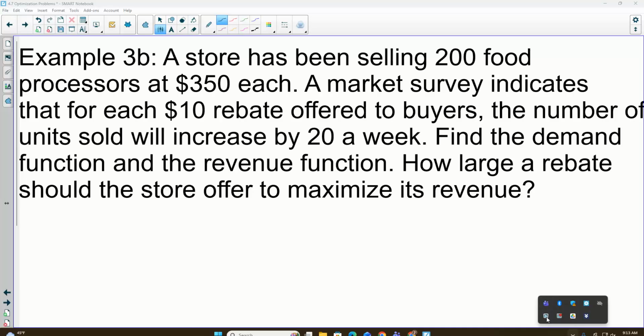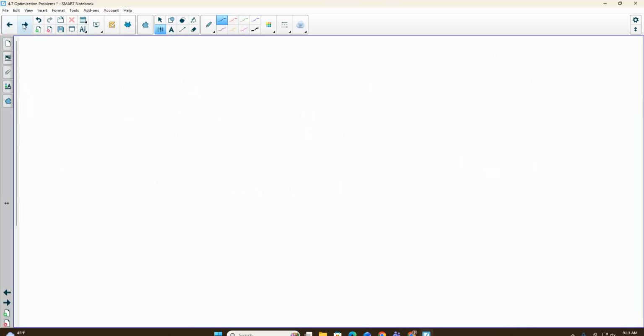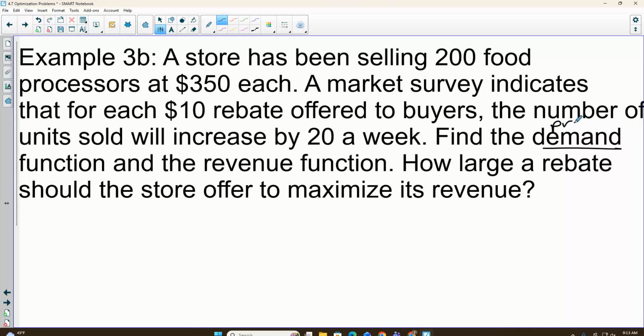So a store has been selling 200 food processors at $350 each. A market survey indicates that for each $10 rebate offered to buyers, the number of units sold will increase by 20 a week. Find the demand function and the revenue function. Demand is another word for what? All right, so let's start there.